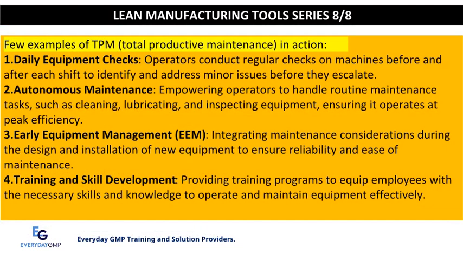A few examples of TPM, total productive maintenance in action. Daily equipment checks: operators conduct regular checks on machines before and after each shift to identify and address minor issues before they escalate. Autonomous maintenance: empowering operators to handle routine maintenance tasks, such as cleaning, lubricating, and inspecting equipment, ensuring it operates at peak efficiency. Early equipment management: integrating maintenance considerations during the design and installation of new equipment to ensure reliability and ease of maintenance. Training and skill development: providing training programs to equip employees with the necessary skills and knowledge to operate and maintain equipment effectively.